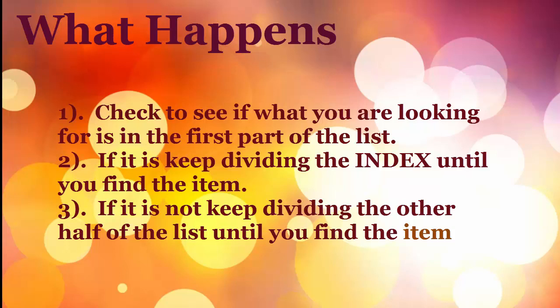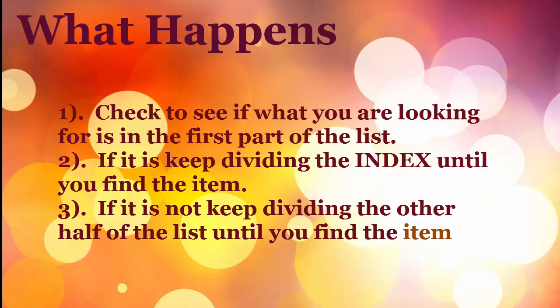If what we're looking for is in the top half of the list, then we keep dividing the index until we find the item. If we don't find it in the first part of the list, then we look at the bottom half of the list, and then we keep dividing that until we find the item.